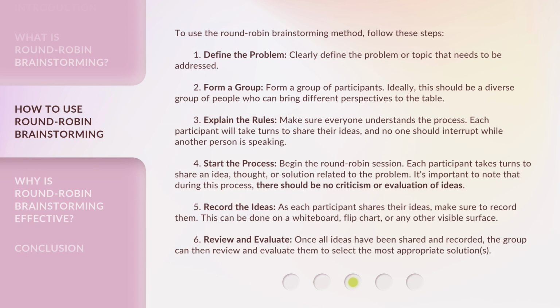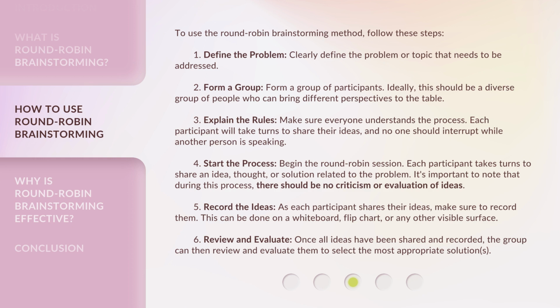To use the round-robin brainstorming method, follow these steps. 1. Define the problem. Clearly define the problem or topic that needs to be addressed. 2. Form a group. Form a group of participants. Ideally, this should be a diverse group of people who can bring different perspectives to the table. 3. Explain the rules. Make sure everyone understands the process. Each participant will take turns to share their ideas, and no one should interrupt while another person is speaking.